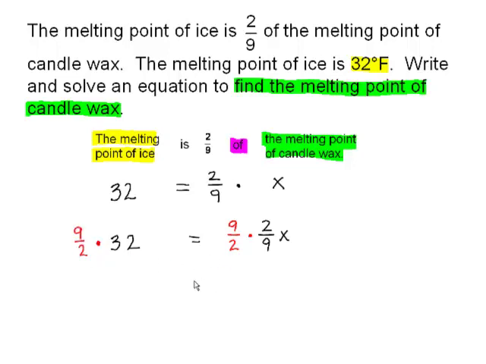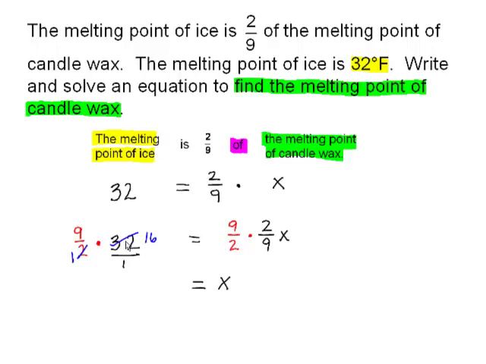So to simplify, 9/2 times 2/9 is equal to 1. 1 times x is x. 9/2 times 32 is multiplying a fraction times a whole number. Remember, 32 can be written as 32 over 1. So now we can divide out a 2, and then we can multiply the numerators and denominators.